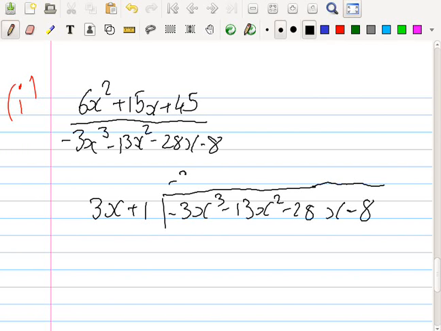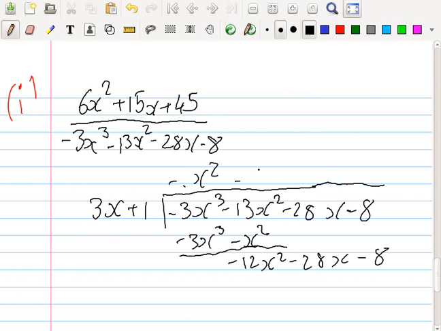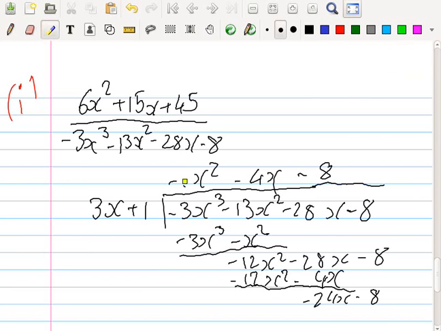Alright, so what we got here? Minus x squared, so that's minus 3x cubed. Minus x squared, subtracting, that's minus 12x squared, minus 28x minus 8. Minus 4x, so that's minus 12x squared minus 4x. That'll be minus 24x minus 8. So 8 minus 8 then, isn't it? And there we go. So that's the quadratic there at the top.